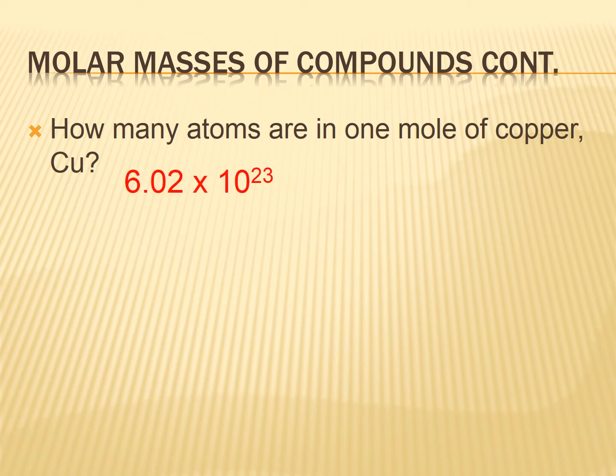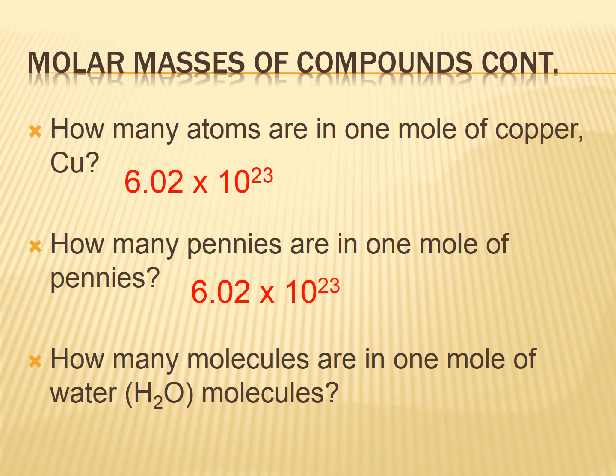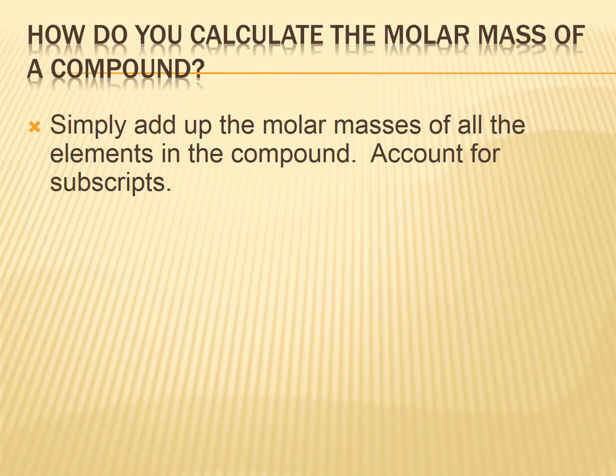1 mole is always 6.02 times 10 to the 23rd. How many pennies are in a mole? Again, a mole is just 6.02 times 10 to the 23rd. How many molecules are in a mole? It doesn't matter what you're talking about. If it says how many are in a mole, it's 6.02 times 10 to the 23rd. So we can use a mole with elements, with molecules, with formula units, anything. If it says how much is a mole, we know that that is 6.02 times 10 to the 23rd.